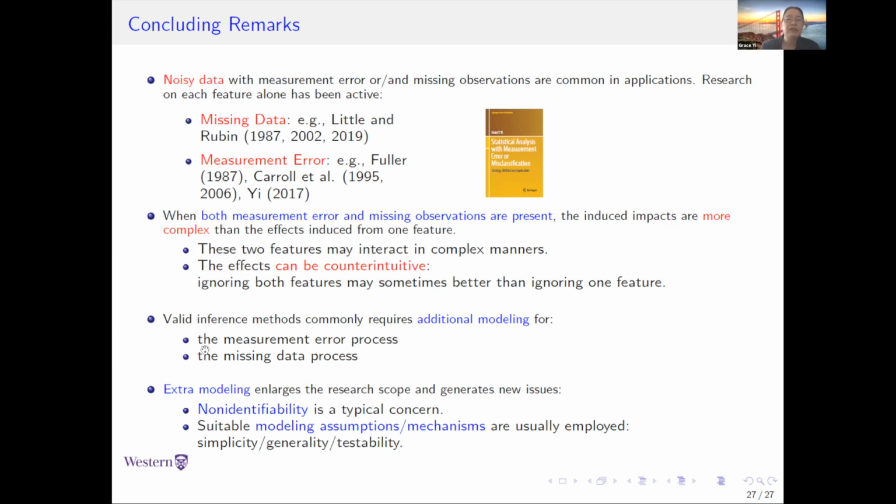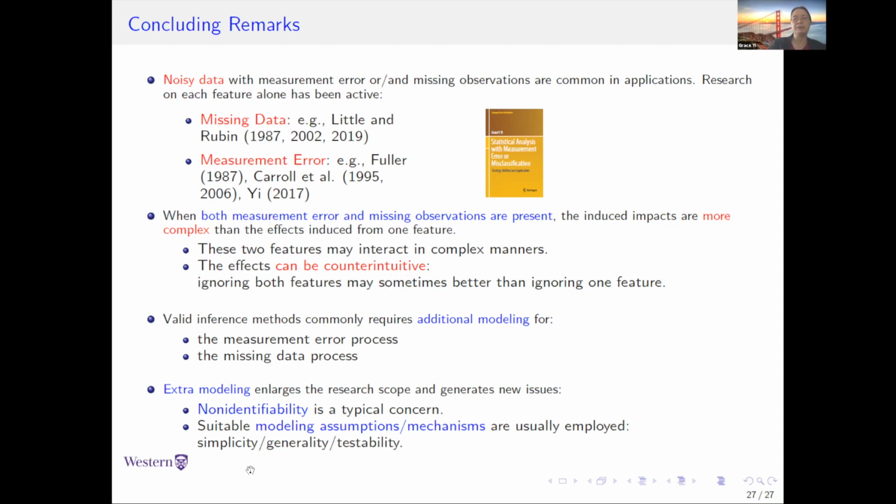Also, if we want to develop valid inference approaches, normally additional modeling for each process would be required. When we introduce this additional modeling for each process, that would definitely enlarge our research scope, and in the meantime it will generate new issues. For example, non-identifiability would be a typical concern when you have additional modeling, because your parameter space can be enlarged. Other issues such as modeling assumptions and mechanisms would also be typical concerns.